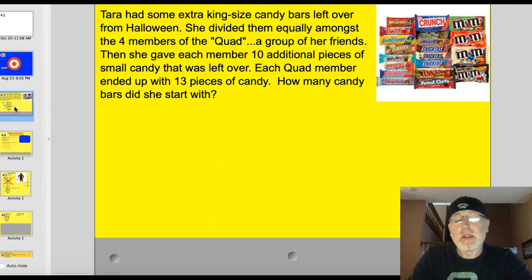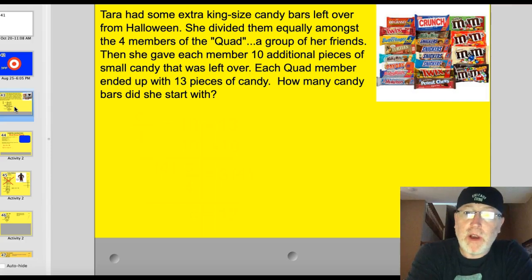Let's do this thing. Tara had some extra king-size candy bars left over from Halloween. She divided them equally amongst the 4 members of the quad, that's a group of her friends. She then gave each member 10 additional pieces of small candy that was left over. Each quad member ended up with 13 pieces of candy. How many candy bars did she start with?